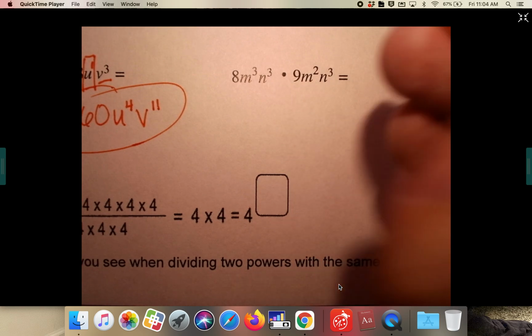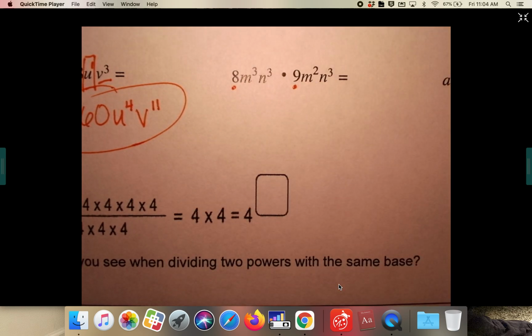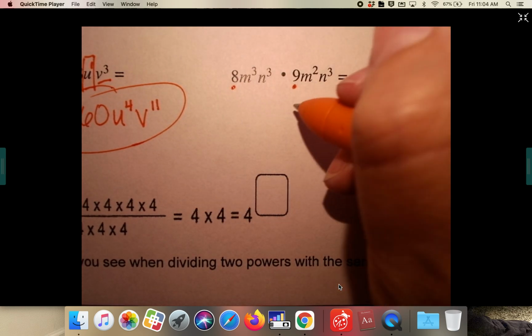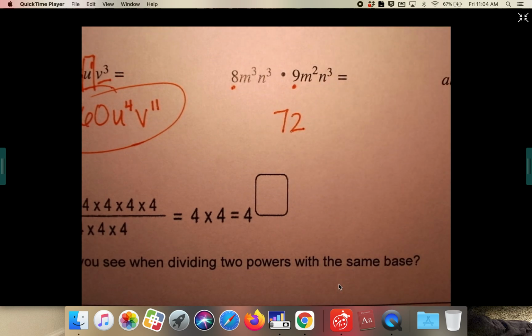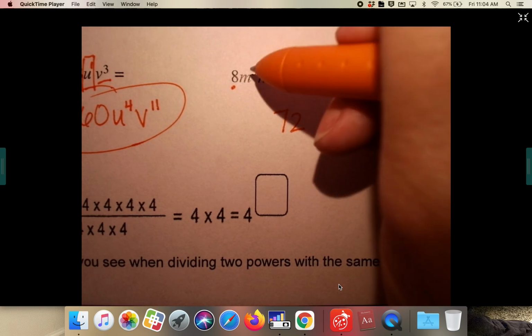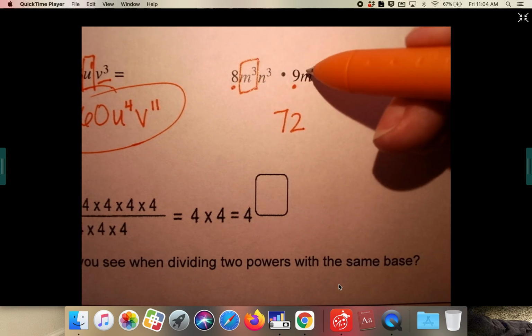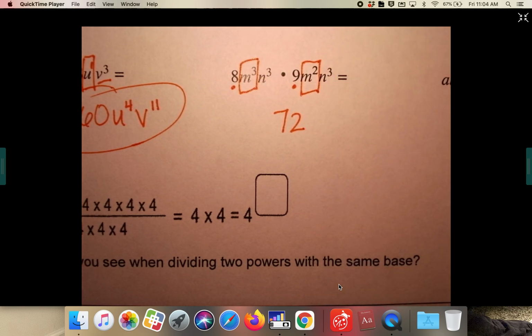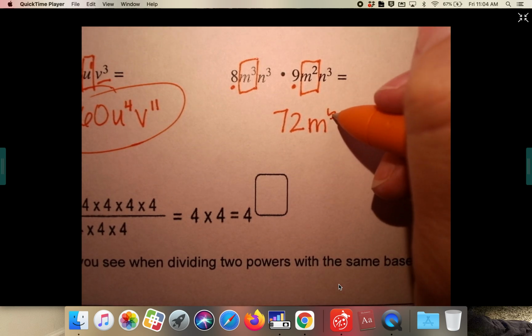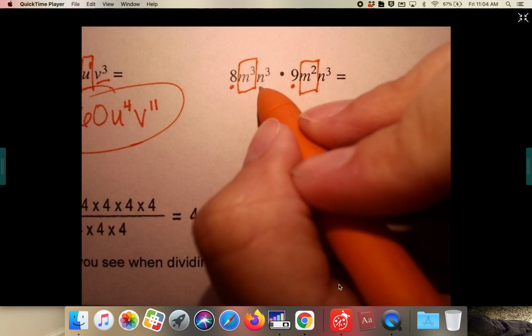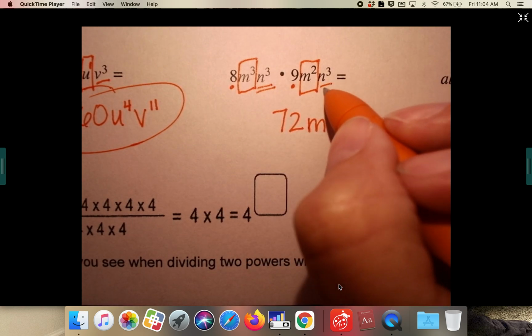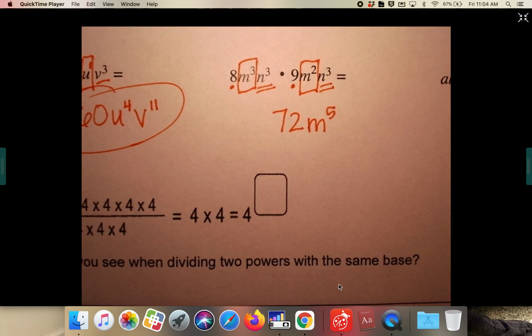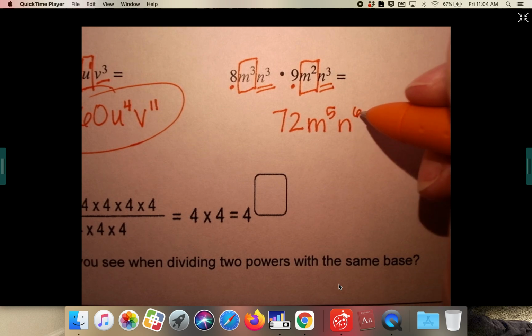8 and 9 are different bases, so let's go ahead and multiply them and get that out of the way. I think 8 times 9 is 72. Double check on your calculator if you're not sure. And then we've got m to the third, that's the same base as m squared. 3 plus 2 is 5, so m to the fifth. And then we've got n to the third, which is the same base as another n to the third, which when you add that, that would be n to the sixth.